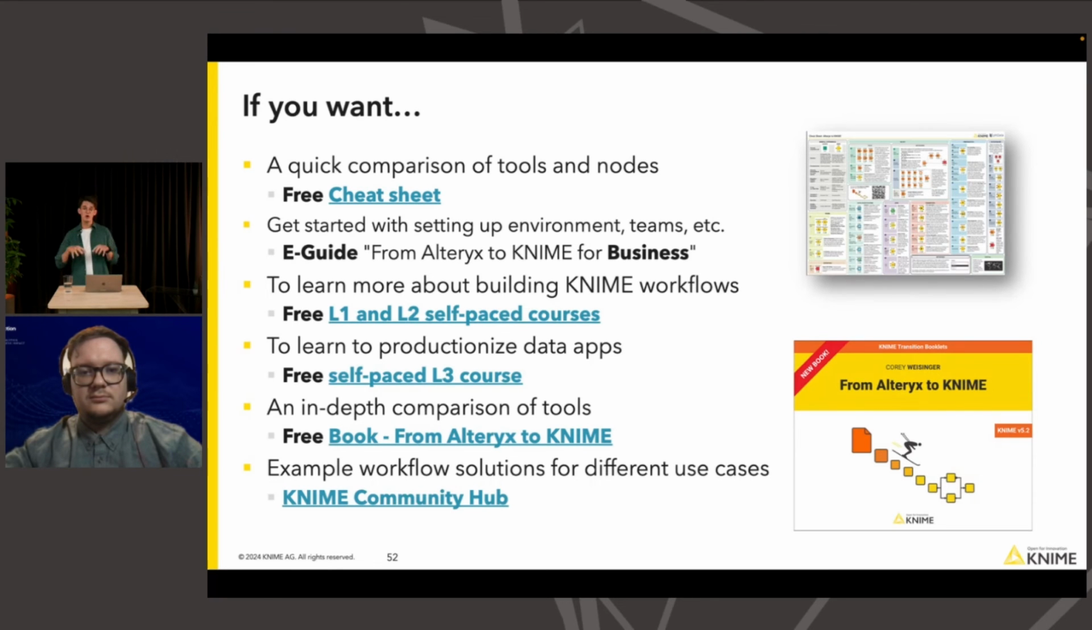Then if you're interested in the workflow part of KNIME and you want to learn more about how to use it, some of the functionalities we showed with loops, switches, and flow variables, take a look at the free L1 and L2 self-paced courses we have. If you're looking more at the productionization side of things, go look at the L3 courses. And if you really want an in-depth comparison of Alteryx and KNIME, or to see how this transition goes, there's a book we have that's also free to download. It's called, most appropriately, From Alteryx to KNIME. It was updated, I think, last week, so it's pretty up to date. It's new in terms of the functionalities in KNIME, so go have a look at it.